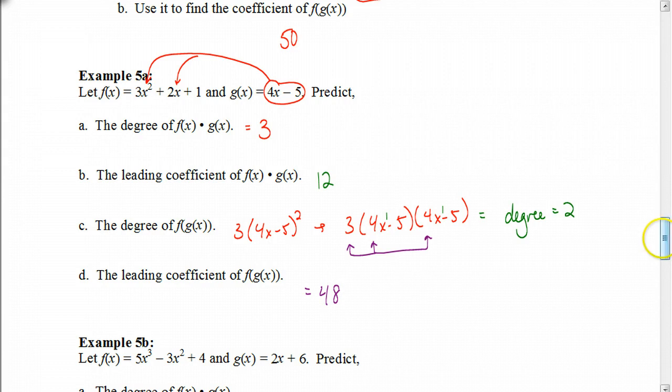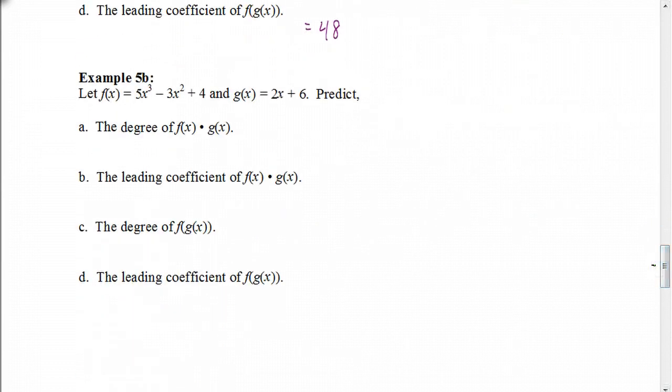Why don't you guys pause the video and try this next one on your own. So this time we're working with the polynomials where f of x is 5x cubed minus 3x squared plus 4, and g of x is 2x plus 6. So why don't you guys take a couple minutes and find the degree and leading coefficient for each of these, for A through D. So pause the video and hit play when you're ready to check to see if you have the correct answer.